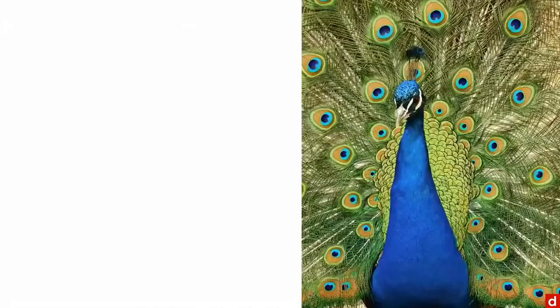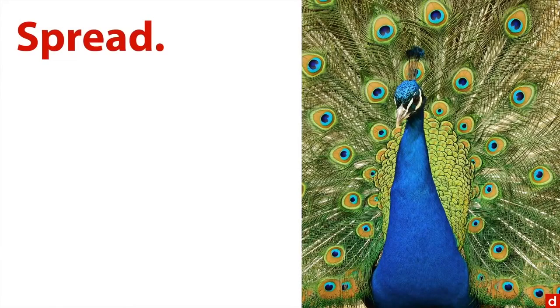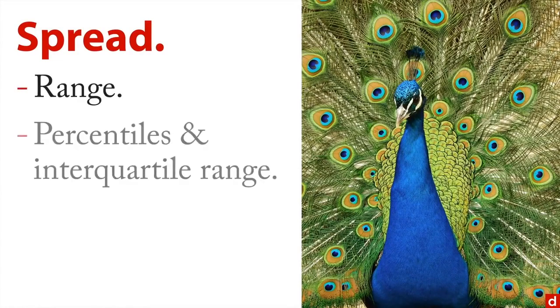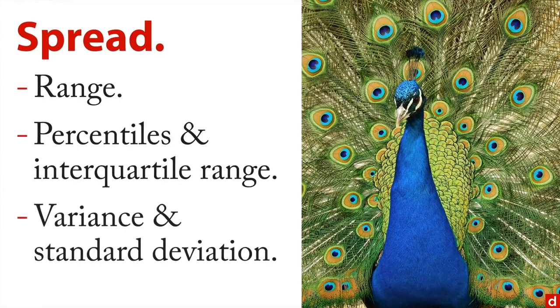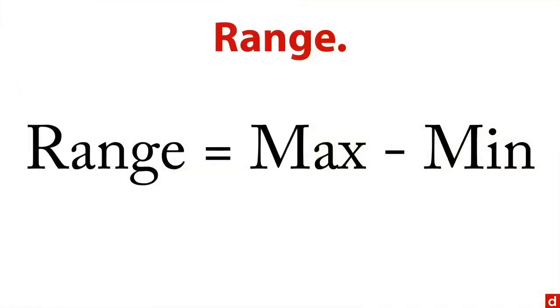Next, there's the issue of spread. And we have a few measures here that are very common also. There's the range, there are percentiles and interquartile range, and there's the variance and the standard deviation. I'll talk about each of those. First, the range. The range is simply the maximum score minus the minimum score.